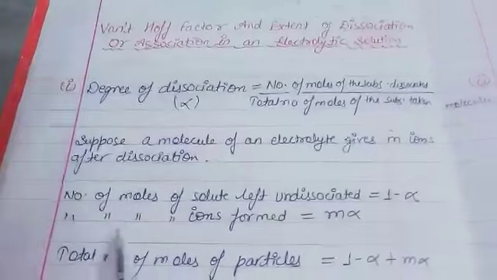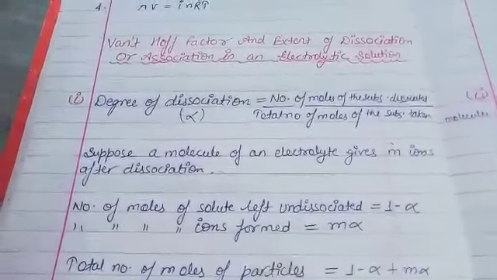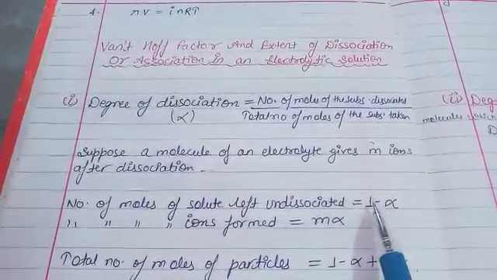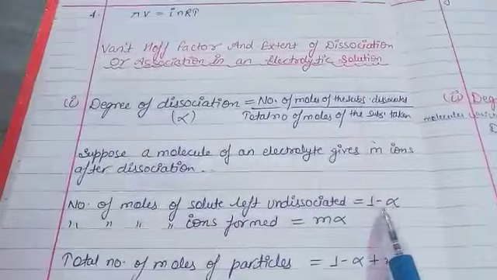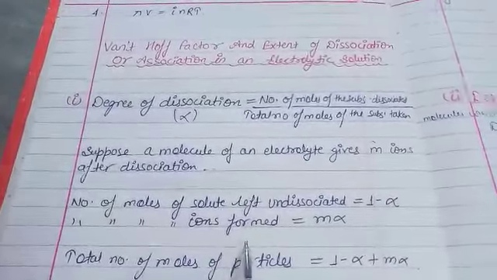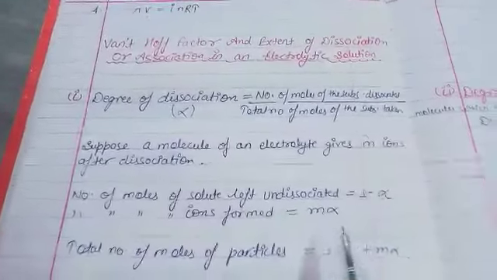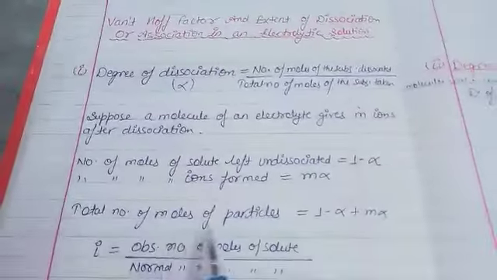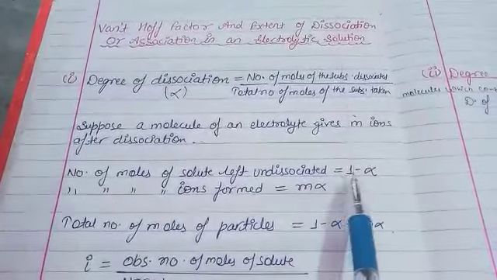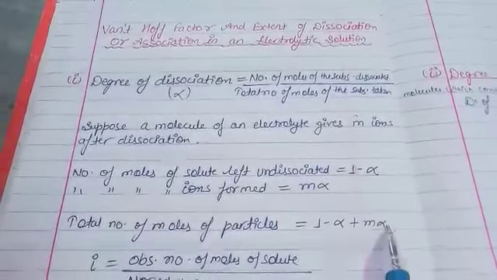Now the electrolyte gives m ions after dissociation. Number of moles of solute left undissociated: suppose the total number of moles we are taking is 1. The undissociated part is 1 minus alpha, whatever is dissociated. The number of moles of ions formed is m alpha. So the total number of particles is 1 minus alpha plus m alpha.